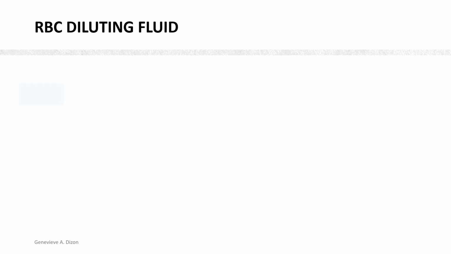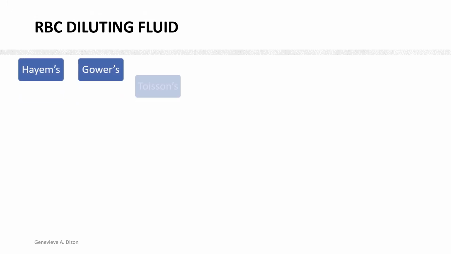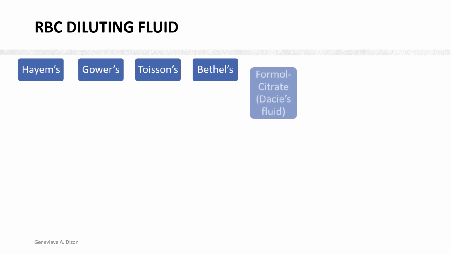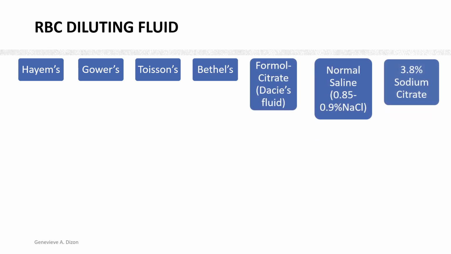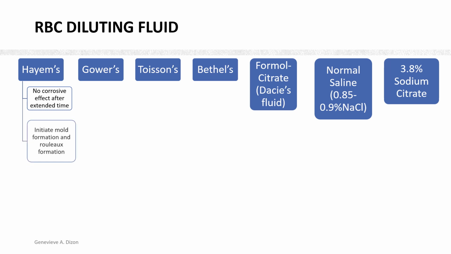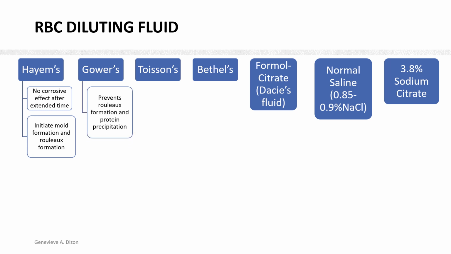The next diluting fluids are used for red blood cell counting. We have Hayem's, Gower's, Toisson's, Bethell's, formal citrate, also known as Dacie's fluid, normal saline, and 3.8% sodium citrate. The advantage of Hayem's solution is that it has no corrosive effect even after an extended period of time. A disadvantage is that it can initiate mold formation and rouleau formation. Gower's prevents the precipitation of proteins in cases of hyperglobulinemia and hemoglobulinemias.